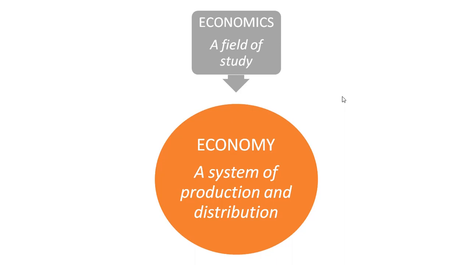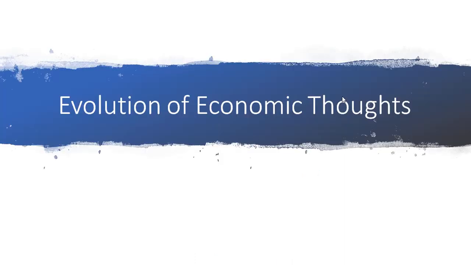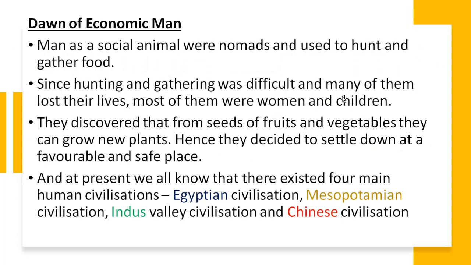But before production also, comes the allocation of resources. Okay, we have to allocate the resources, we have to find the resources. So if we study these issues or these topics, then it becomes a field of study, and that field of study or branch of knowledge is known as economics. So let us see the next topic, that is the evolution of economic thoughts. So let us begin. Now, dawn of economic man.